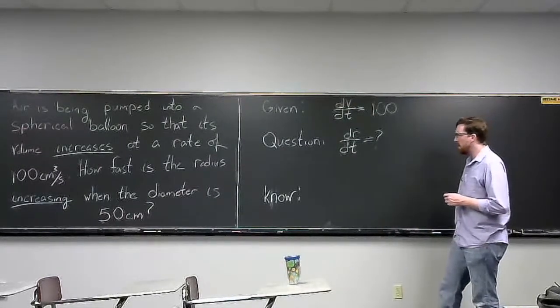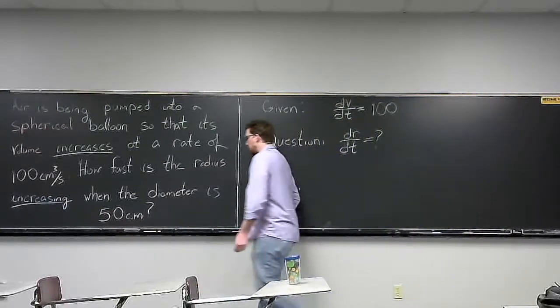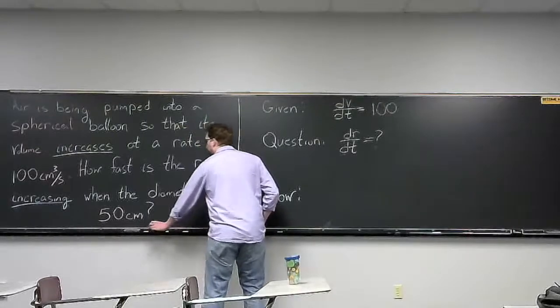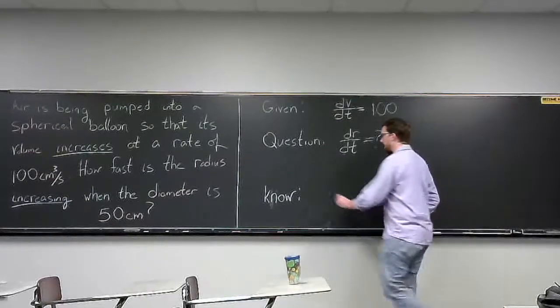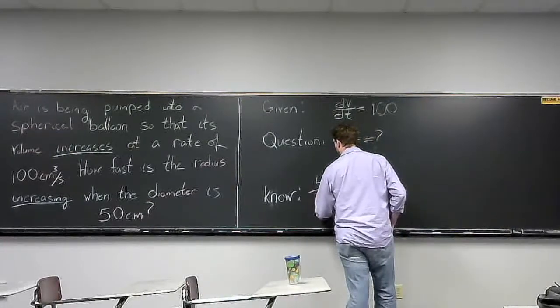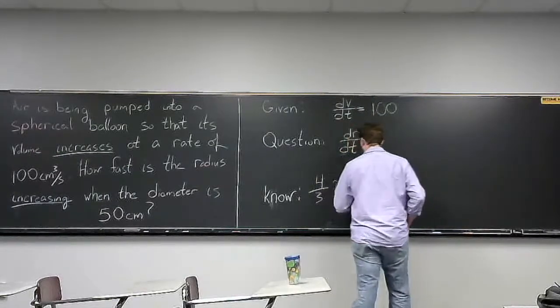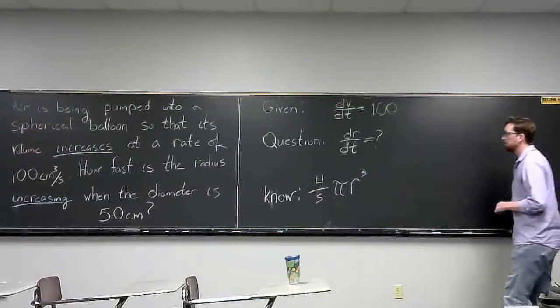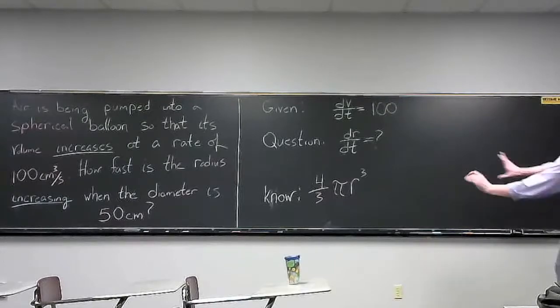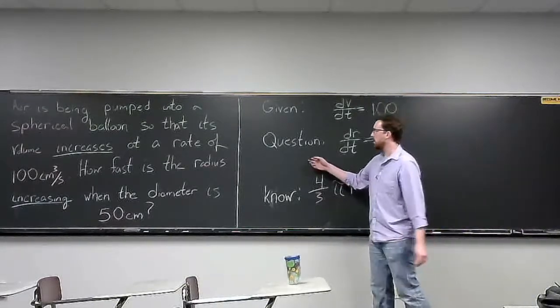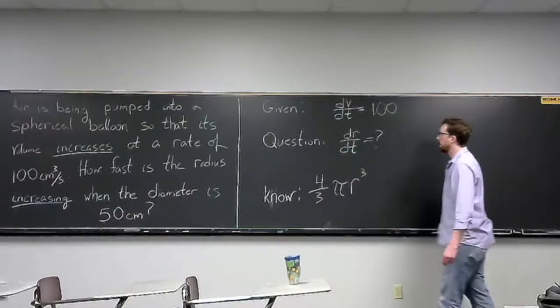Okay, well, what do we know about this? We know we're working with a spherical balloon. And the volume of a sphere is going to be 4/3 pi r cubed. So we know this. Now, what do we need to do? I'm going to let you all look at this for just a second. Think about it. What is this problem going to need us to do to solve it, to find dr/dt?